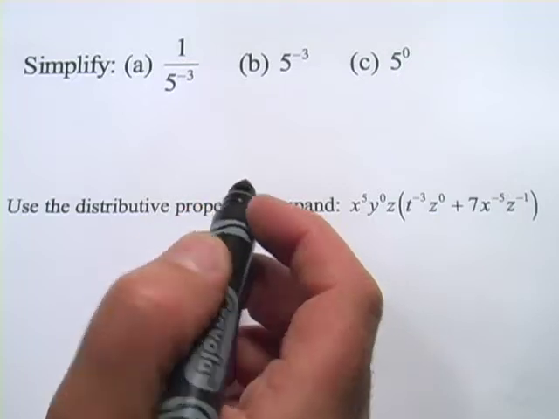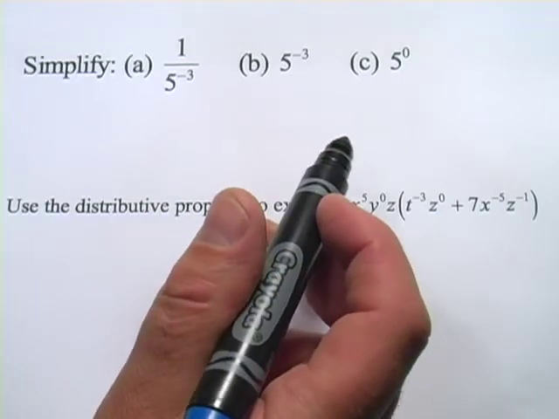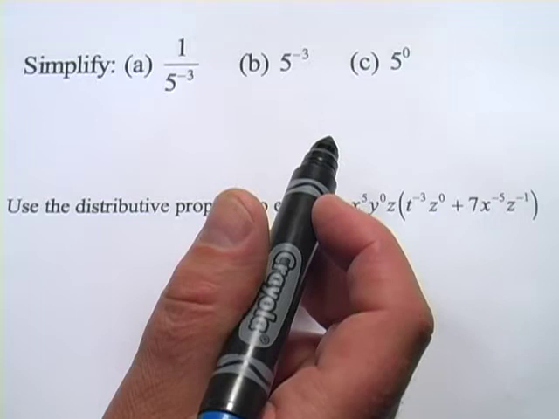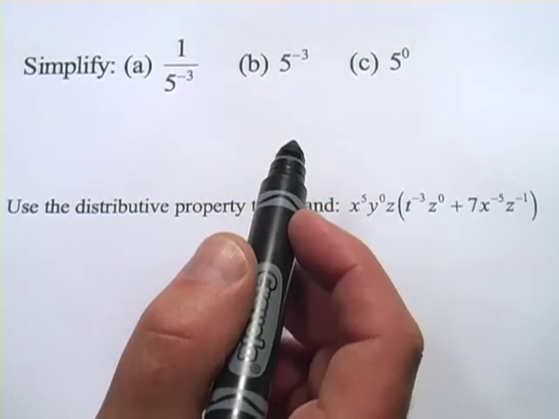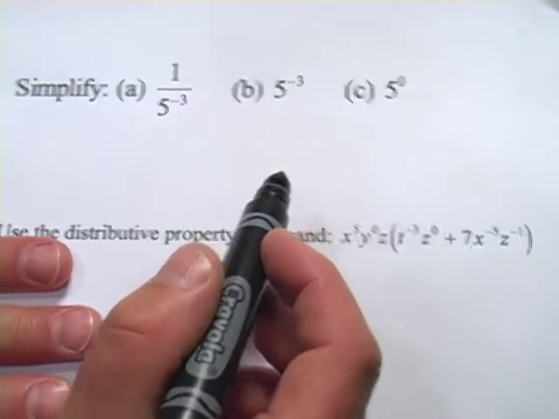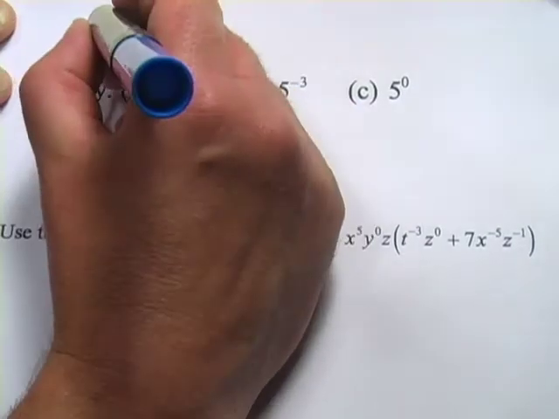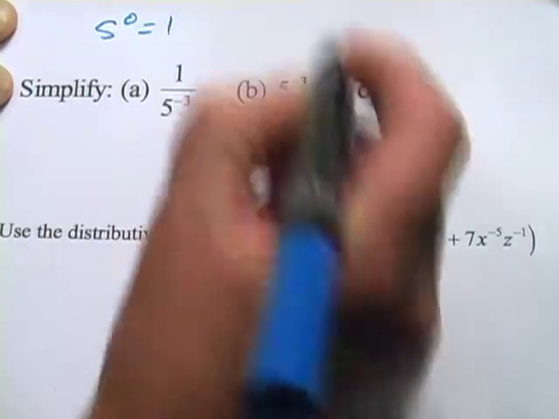In these problems, we're talking about raising things to the 0 power. And there's kind of an interesting, simple rule with the 0 power. Anything raised to the 0 power equals 1. So, for example, 5 raised to the 0 power equals 1.